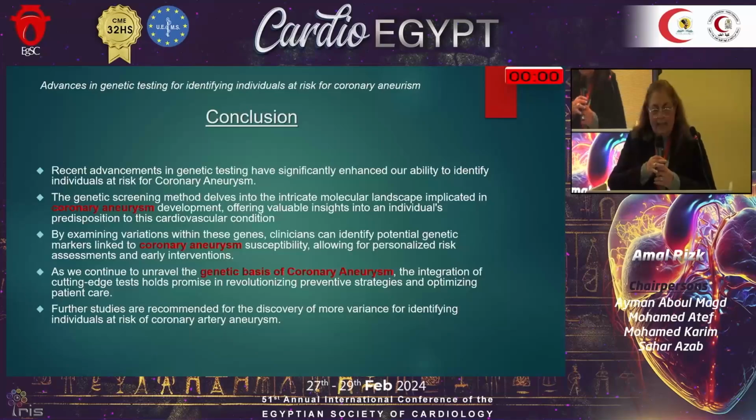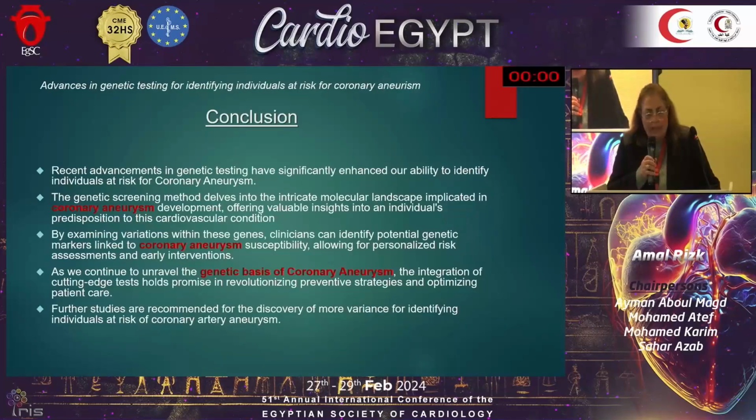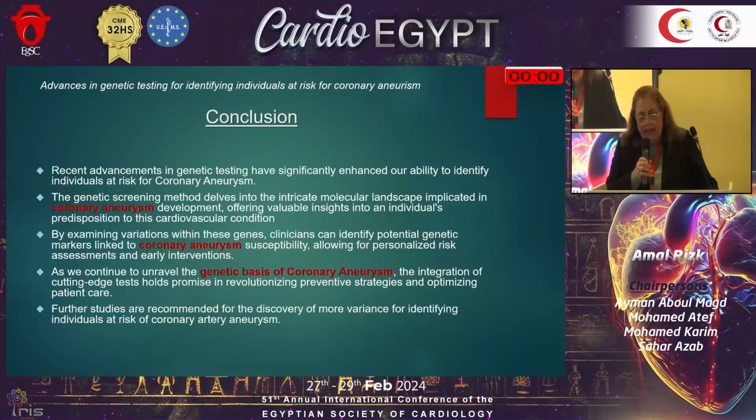Recent advancements in genetic testing have significantly enhanced our ability to identify individuals at risk for coronary aneurysm. The genetic screening method dives into the intricate molecular landscape implicated in coronary aneurysm development, offering valuable insights into an individual's predisposition to this cardiovascular condition. By examining variations within these genes, clinicians can identify potential genetic markers linked to coronary aneurysm susceptibility, allowing for personalized risk assessment and early intervention.